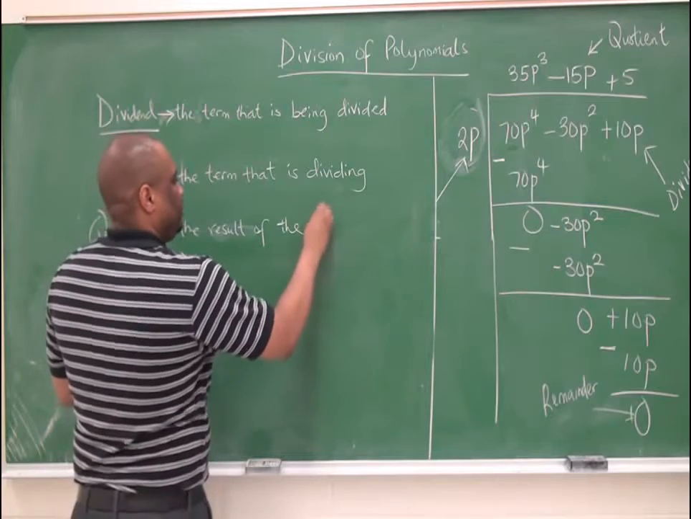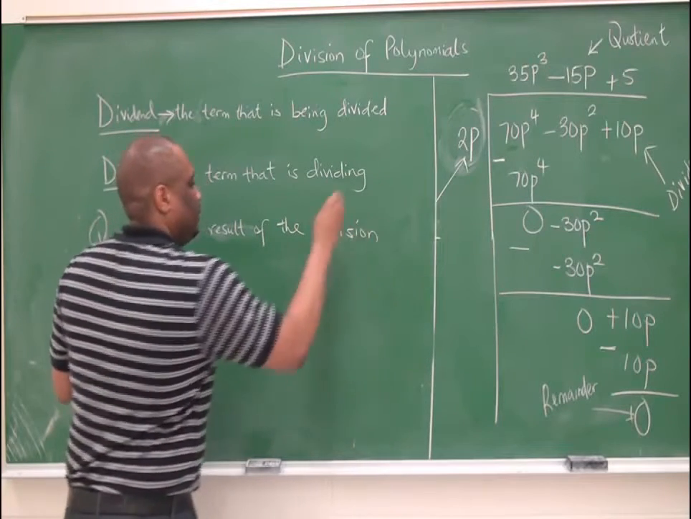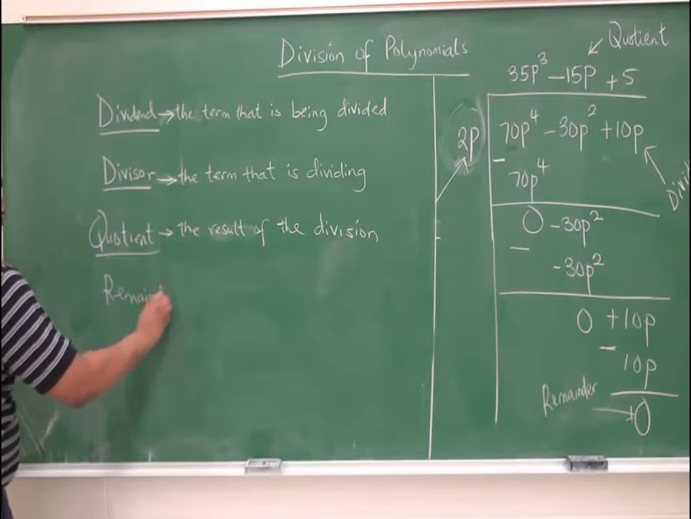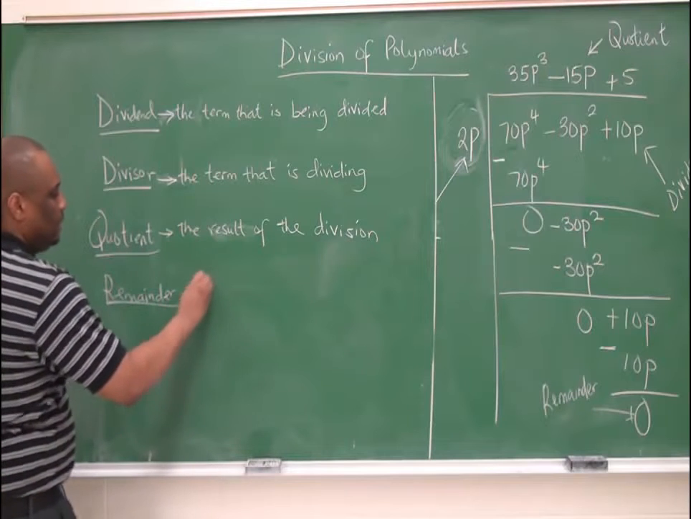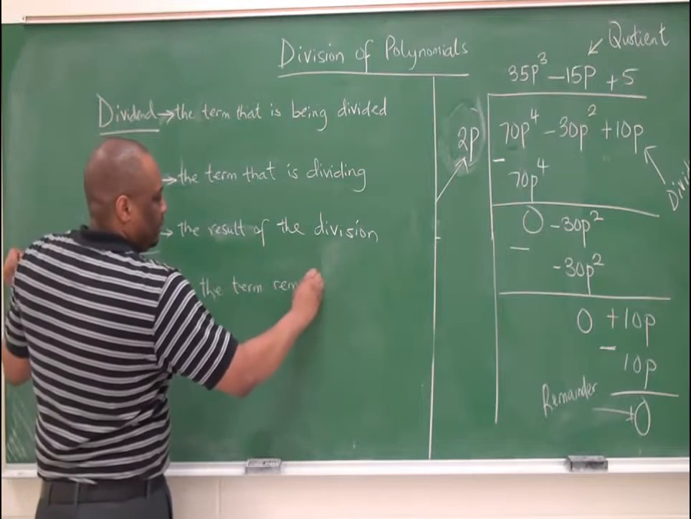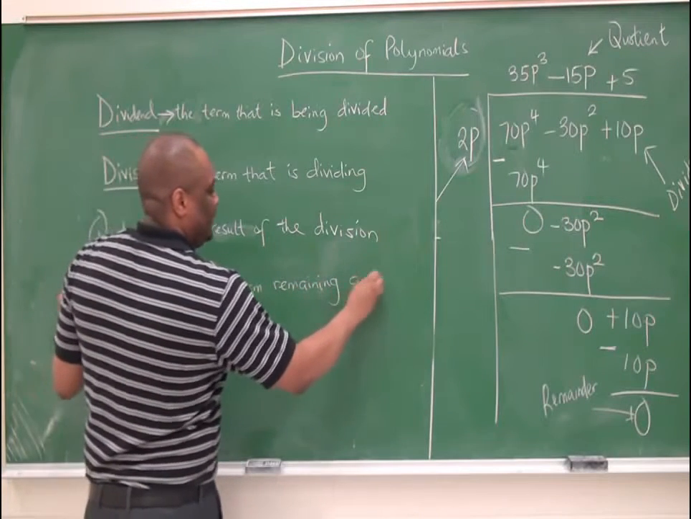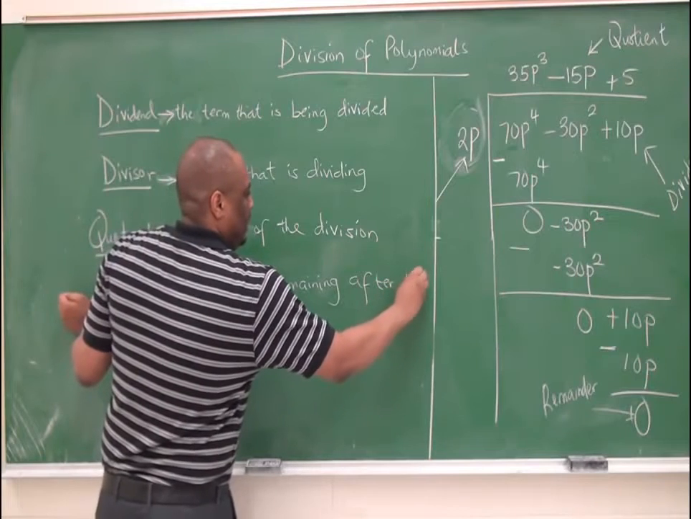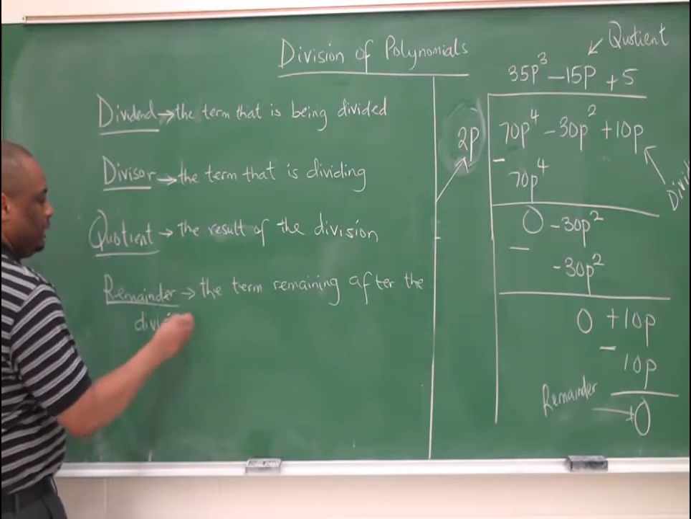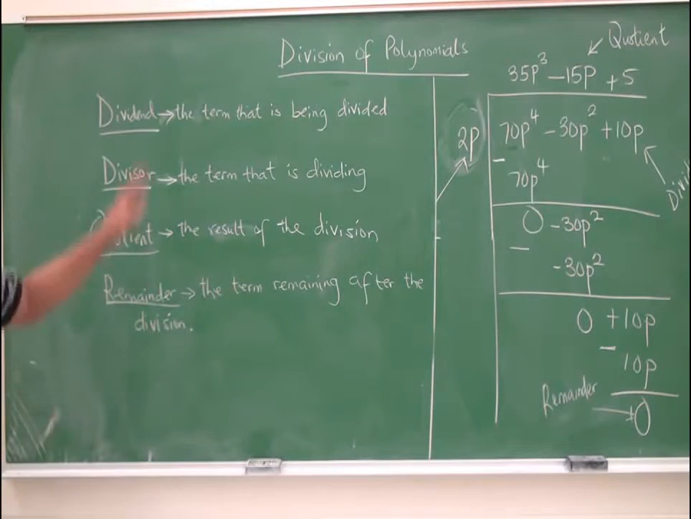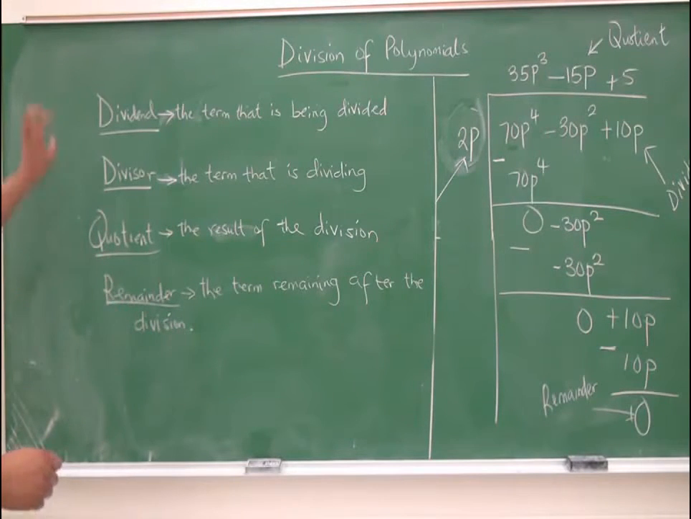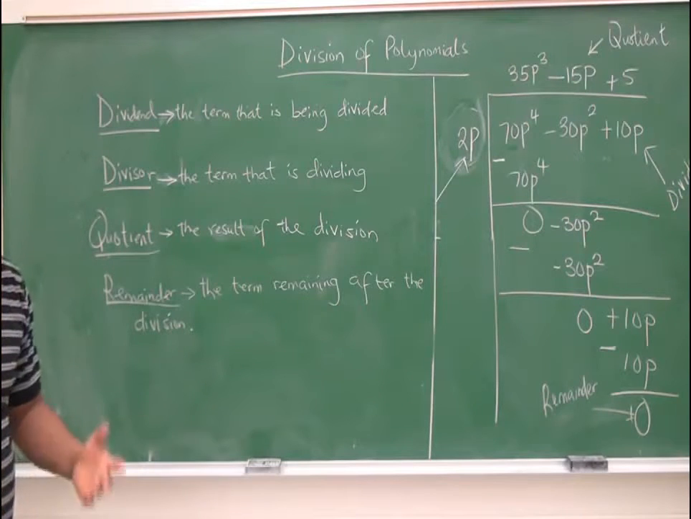The result of the division is what we call the quotient. And then the remainder is the term remaining after the division. So these 4 terms are always used in the division process. It is very important that you know the dividend, divisor, quotient, remainder.